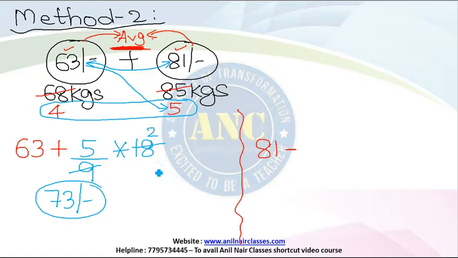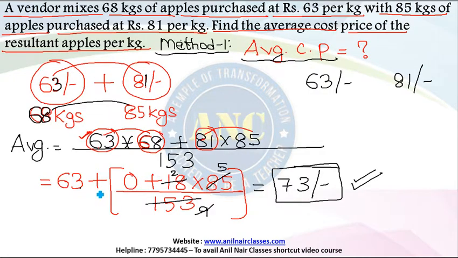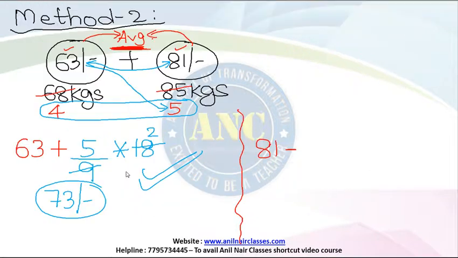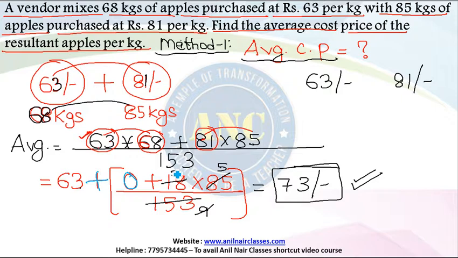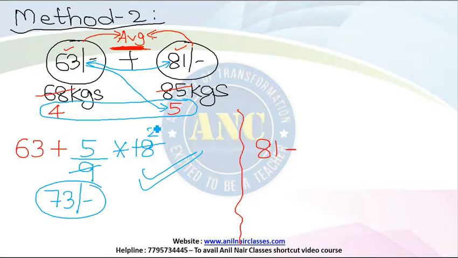Same thing, whatever I wrote here is what is explained in method 1 also. Here I wrote 63 plus 0. That 0 is something which is not visible in method 2. Directly you are writing. If you observe the next parameters here, it is 2 into 5 divided by 9. That is exactly what I wrote here also. 2 into 5 divided by 9.